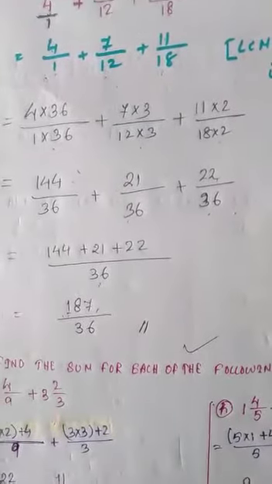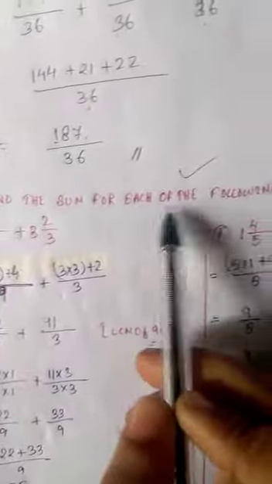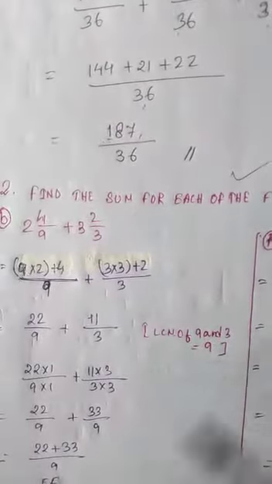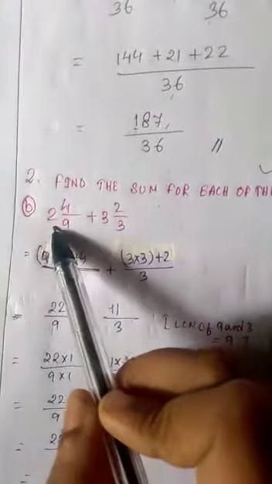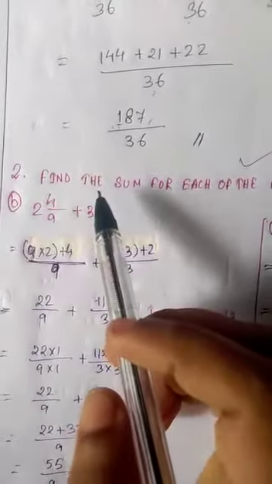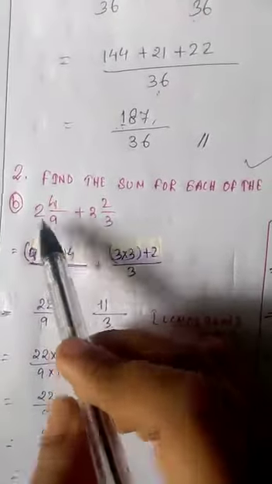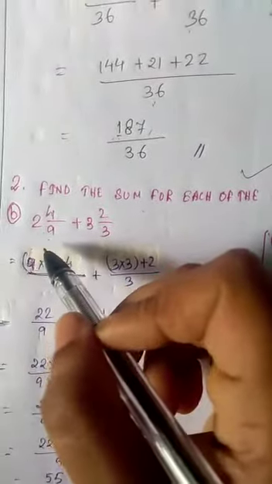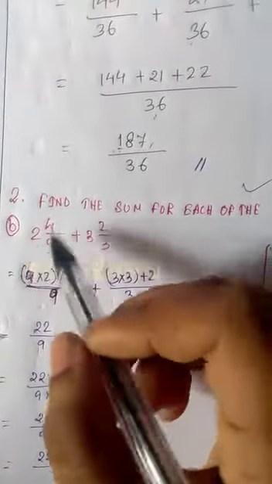Okay, now let's move to our question number 2. Find the sum of each of the following. We have to find the sum of all of these. Addition is the same way, just here it is a mixed fraction. So we have to convert it into an improper fraction. At first we will convert, then we will add.